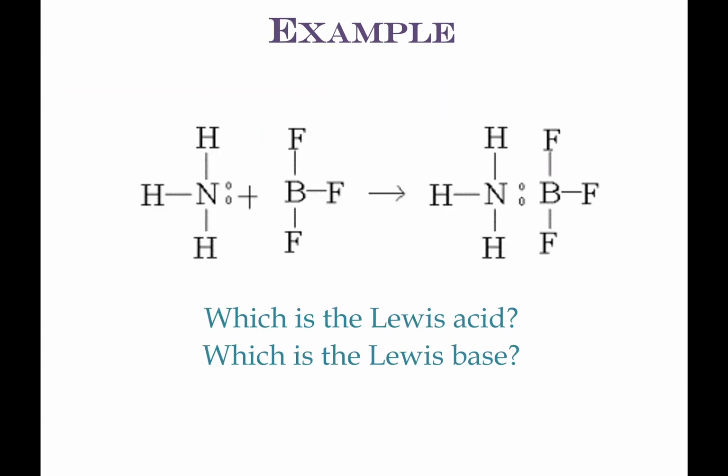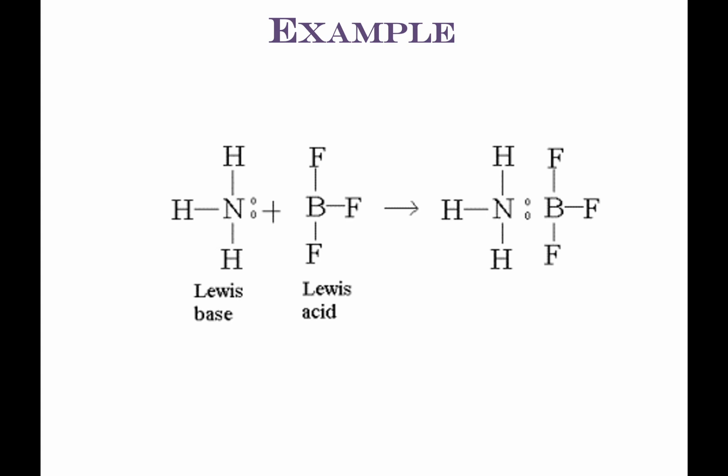So this is another example. Which is the Lewis acid and which is the Lewis base? Well, remember, boron has no electrons here, nitrogen does. So when they form this bond, both of these electrons are coming from nitrogen. So nitrogen is the electron pair donor, and boron is the electron pair acceptor. So which is which? Nitrogen would be the Lewis base and boron would be the Lewis acid.